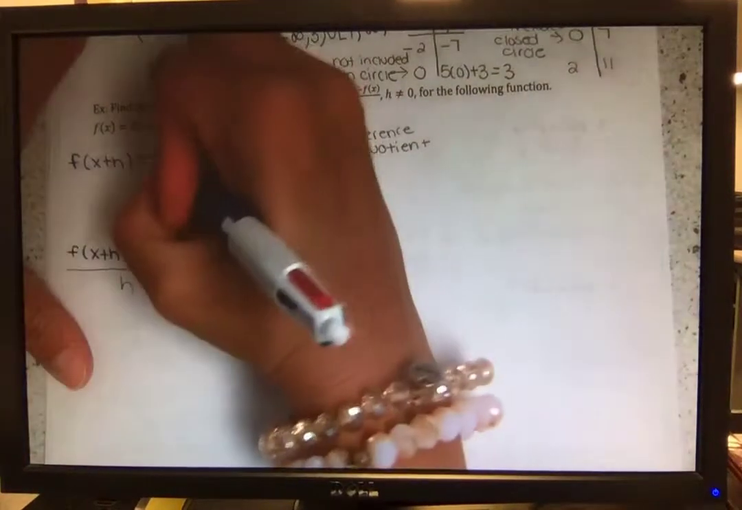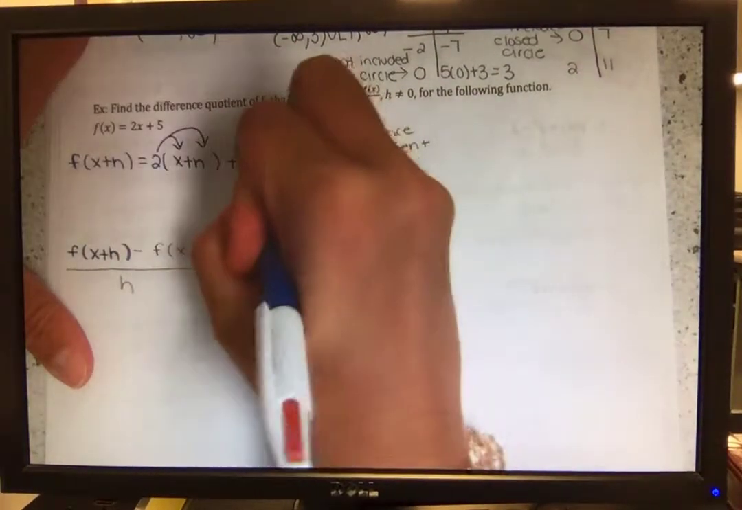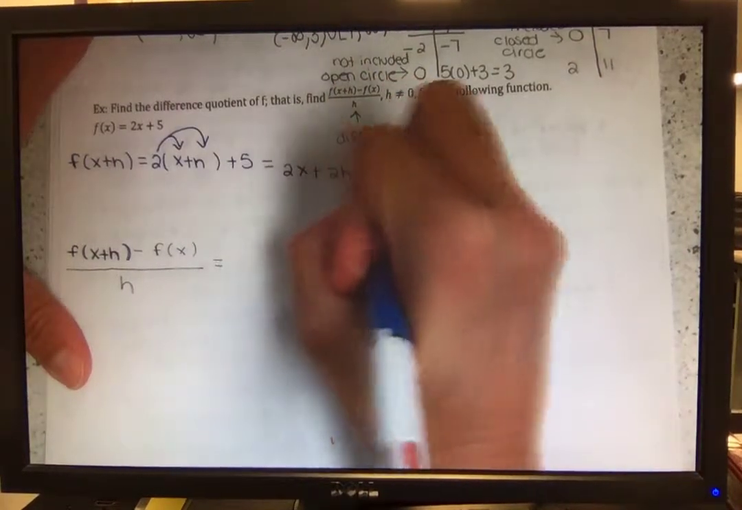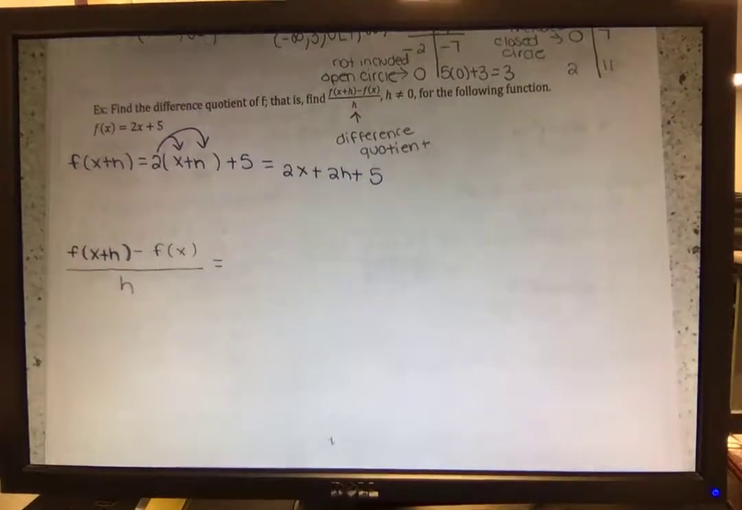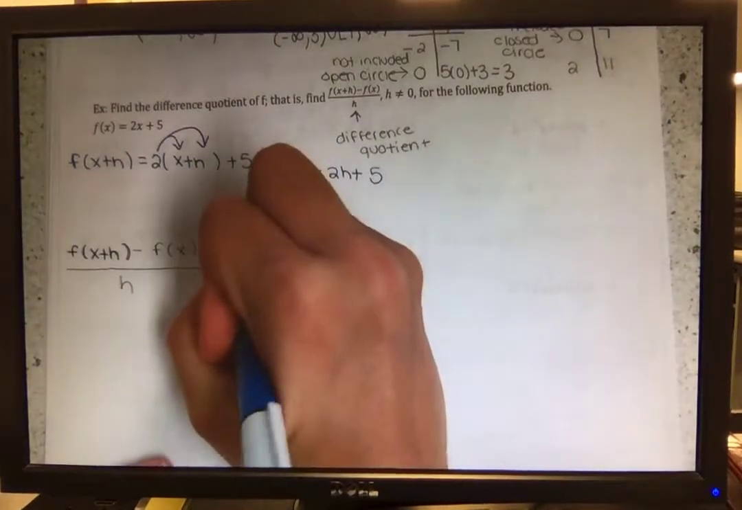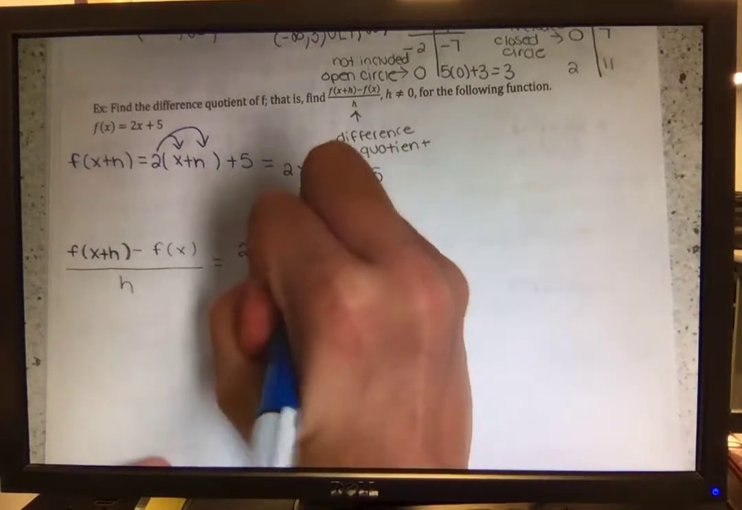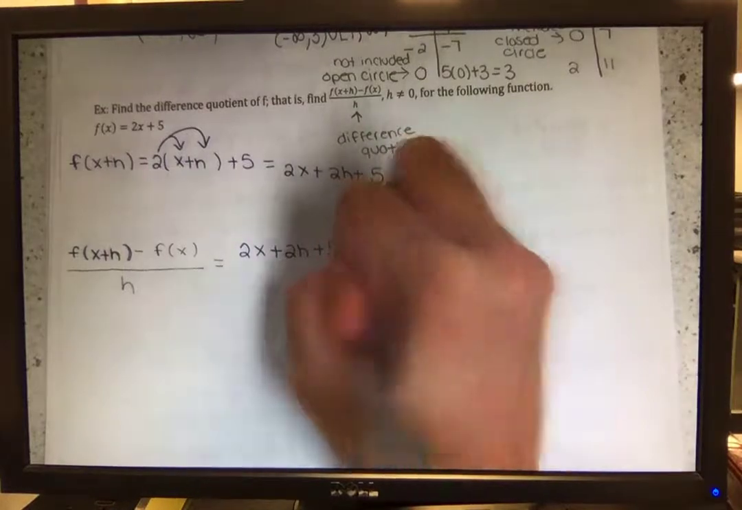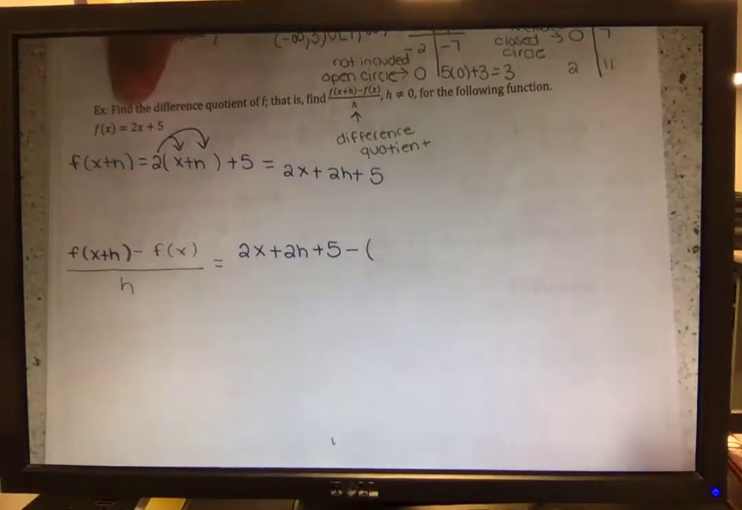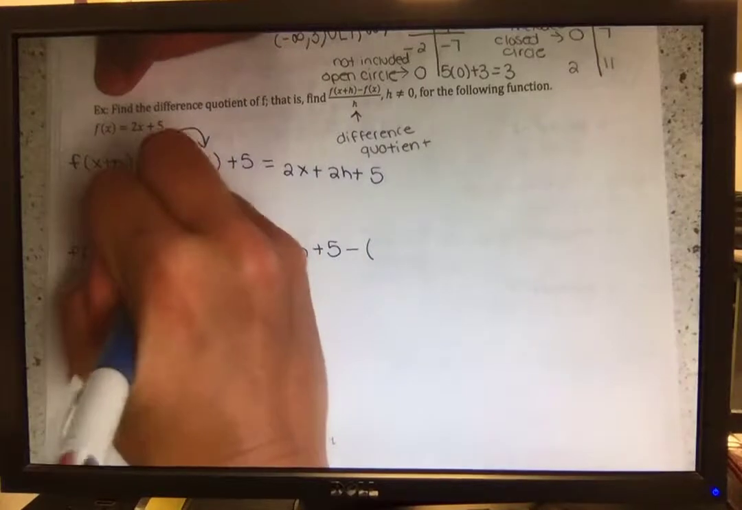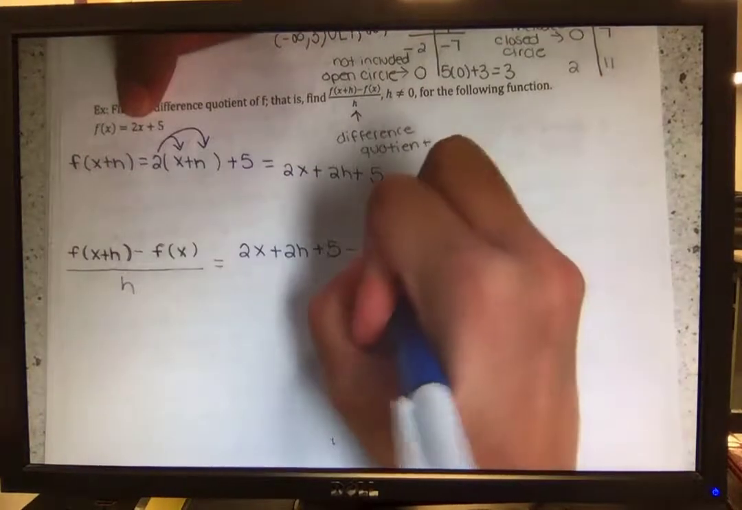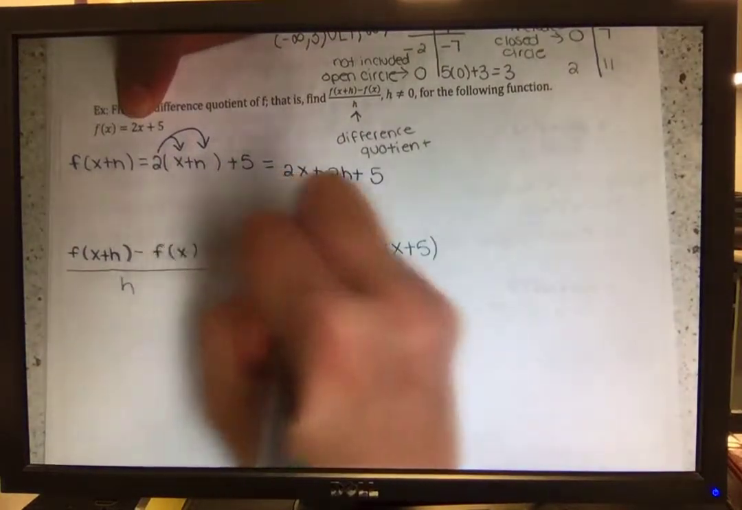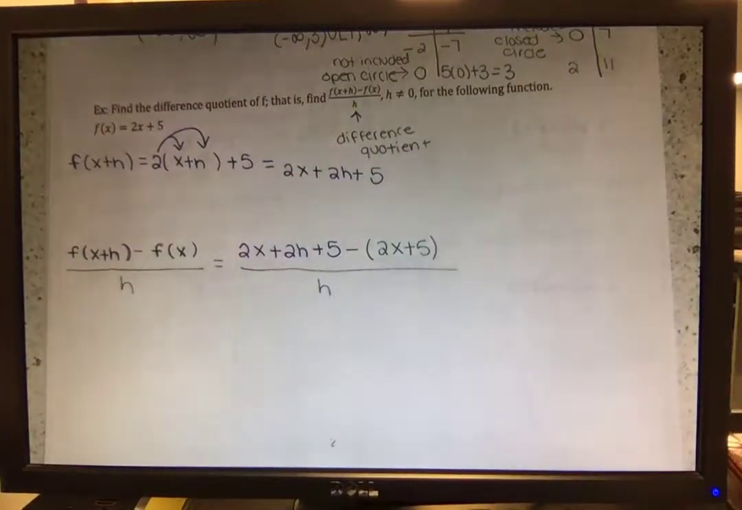Simplifying this a little bit, let's distribute this 2. So I have 2 times x plus 2 times h plus 5. These are not like terms, so I cannot combine them. So f of x plus h is going to be 2x plus 2h plus 5, minus f of x. We know f of x is this 2x plus 5. That's all over h. Boom.